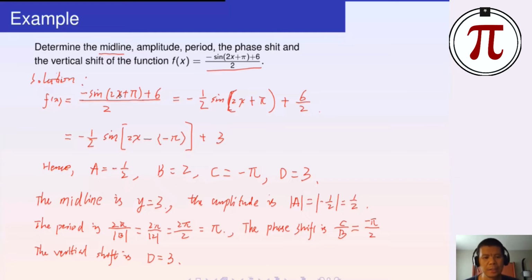Now, that is basically given this one. I have a question. Okay, go ahead. Is D in the midline, like the vertical shift and the midline, always equal?